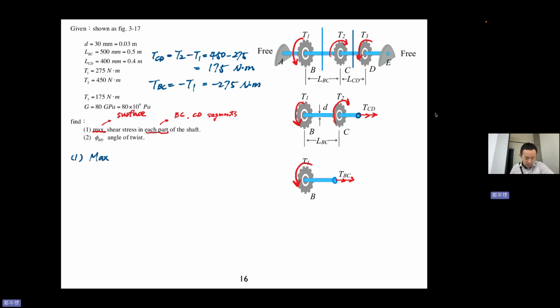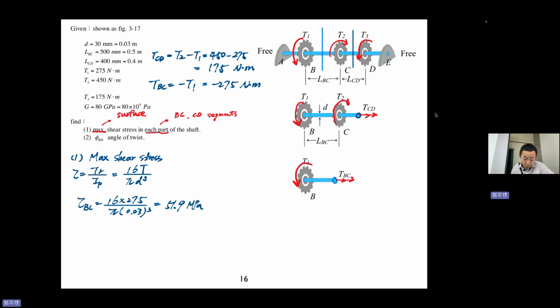So maximal shear stress. Tau equals TR over IP, which equals 16T over pi D cubed. So tau BC equals 16 times 275 over pi times 0.033 cubed, and phi 1.6 and pi.